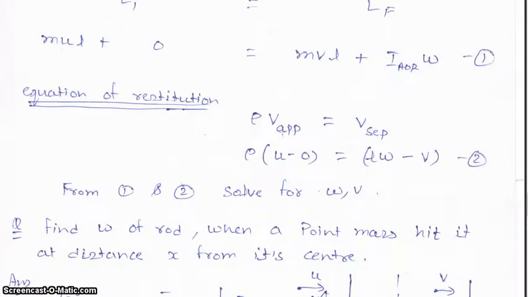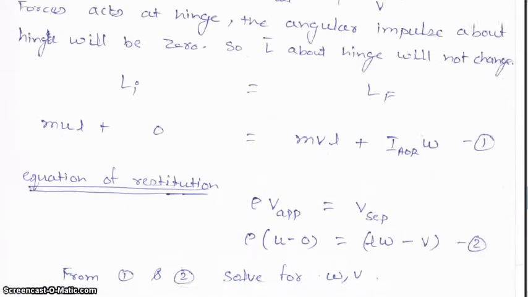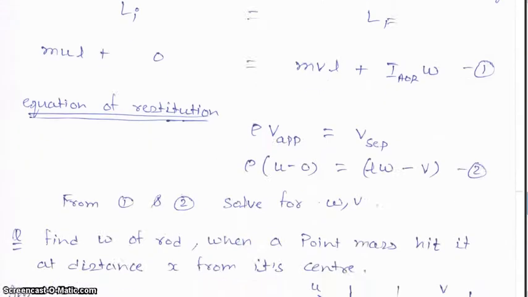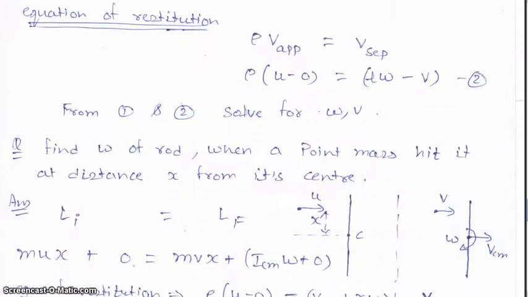Another equation, which is e times velocity of approach equals velocity of separation. This we have learned from collision. It will give you e(u − 0) = Lω − V, where Lω is the speed of the bottommost point on the rod and V is the speed of the particle after collision. So from these two we can solve for ω and V.